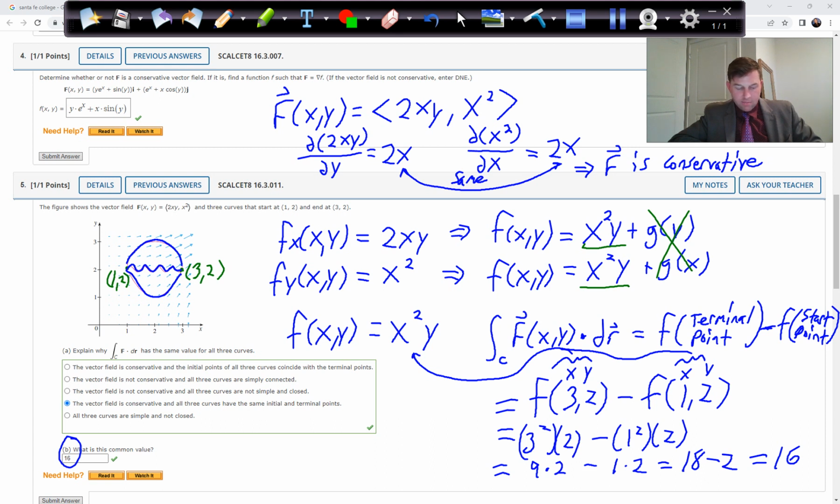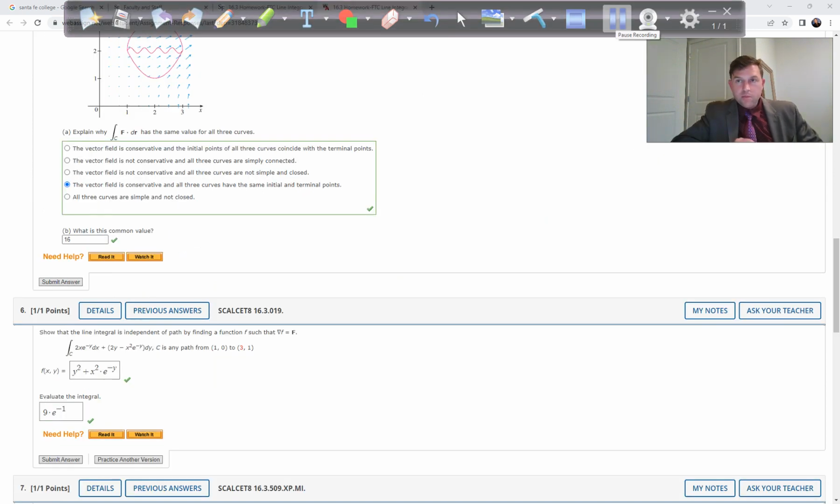You should get the same value, in this case 16 units of energy or whatever you want to consider it, to go from those 2 points. Okay, so that comes up and is useful, especially in physics when you study particle motion and things like that. Okay, so that's problem 5. Okay, problem 6, pretty much the same approach.